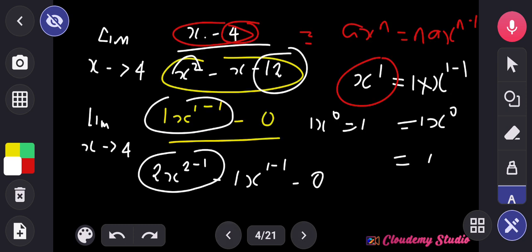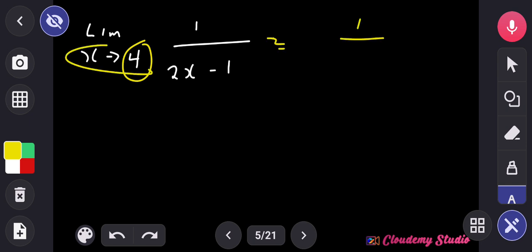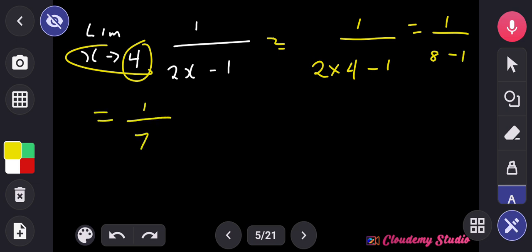And x power 1 minus 1 becomes what? Becomes minus 1. We have gotten this after differentiating. Now let us put in 4. Anywhere we see x, we are going to be putting 4. Therefore, we are going to be having 1 divided by 2 multiplied by 4 minus 1. And that equals 1 divided by 8 minus 1. That means our answer is 1 divided by what? 1 divided by 7. And that is our answer.